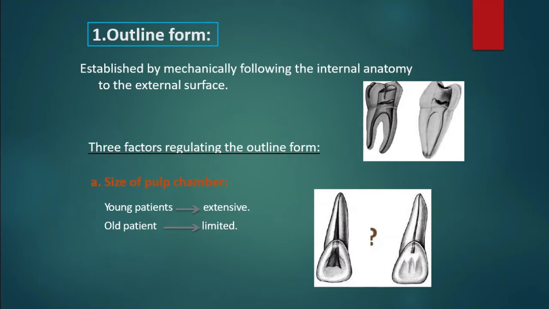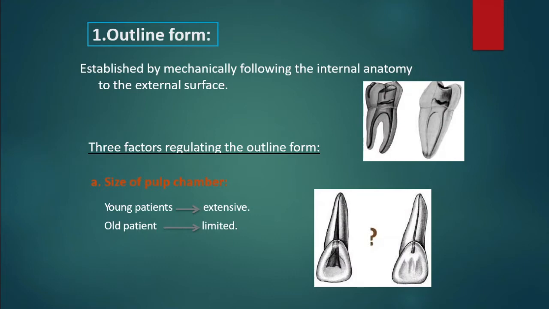For example, the molars will have a triangular or trapezoidal pulp chamber. The premolar will have an oval or ovoid pulp chamber. Anterior teeth will have a triangular pulp chamber. And finally, number three, the number of individual root canals, their curvature, and their position. We should consider all this when we are outlining the form of the cavity.